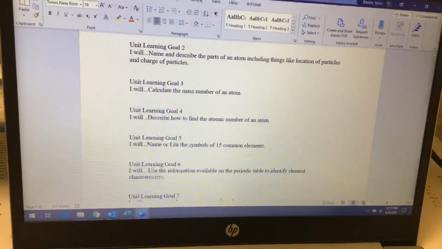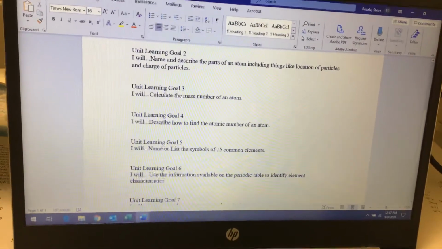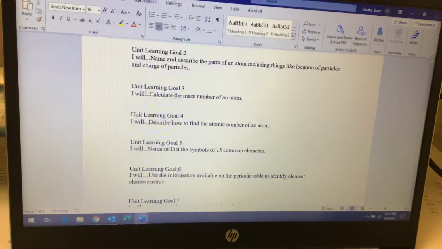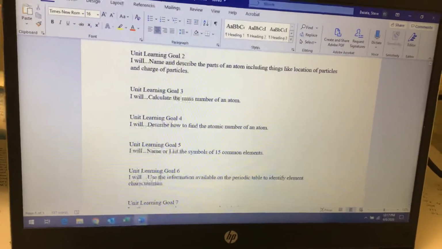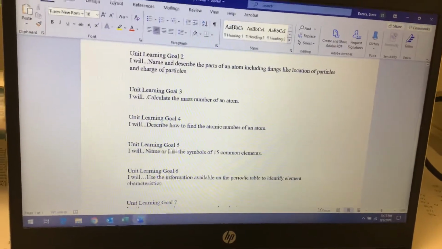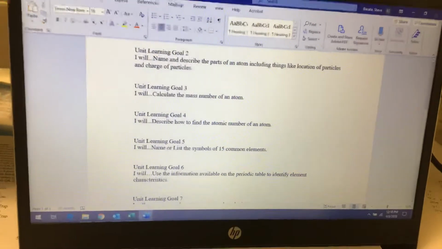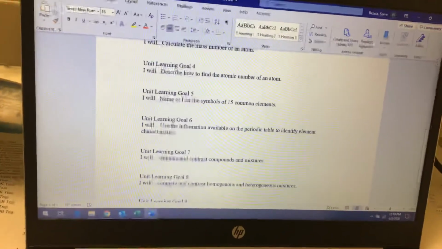There's 15 common symbols on the periodic table that I want you to know. Some of them are easy, like O is oxygen, He is helium. There are some of them a little more difficult, like copper is Cu, things like that. So you're going to need to know a select few.